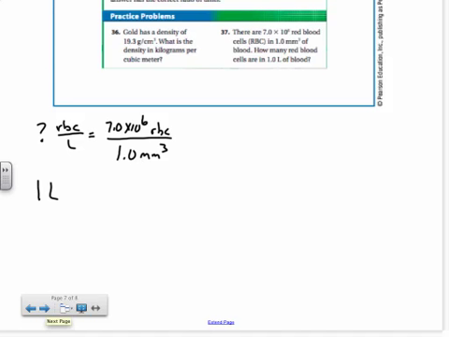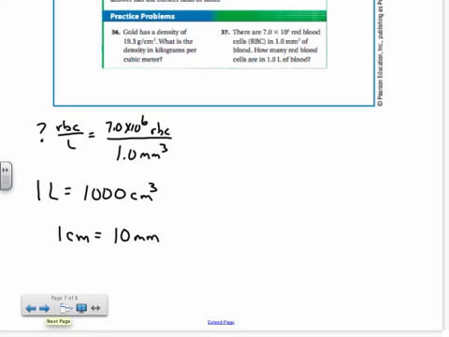So here's what we know. We know that a liter is 1,000 cubic centimeters. Well, we don't have cubic centimeters. We have cubic millimeters. So let's figure out how to go from cubic millimeters to cubic centimeters, and then I can go to liters. So if I say 1 centimeter is 10 millimeters.